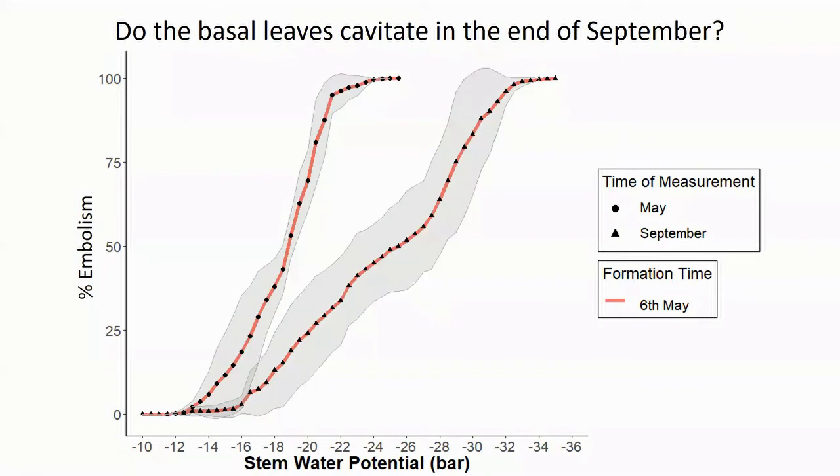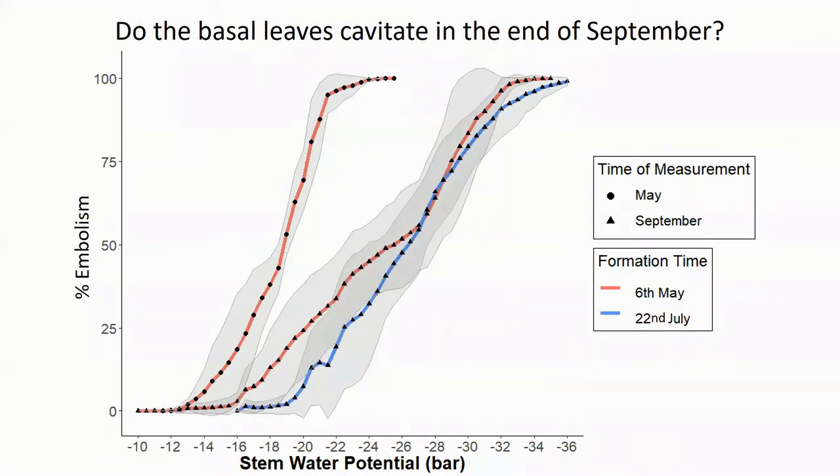In fact, if you look at its vulnerability curve, it was more similar to the leaves that were formed later in the season. This is a leaf that was formed on the 22nd of July. When we measured them both at the end of August or September, they were very similar in their vulnerability to cavitation. So it seems to us like there's no cavitation in these leaves.